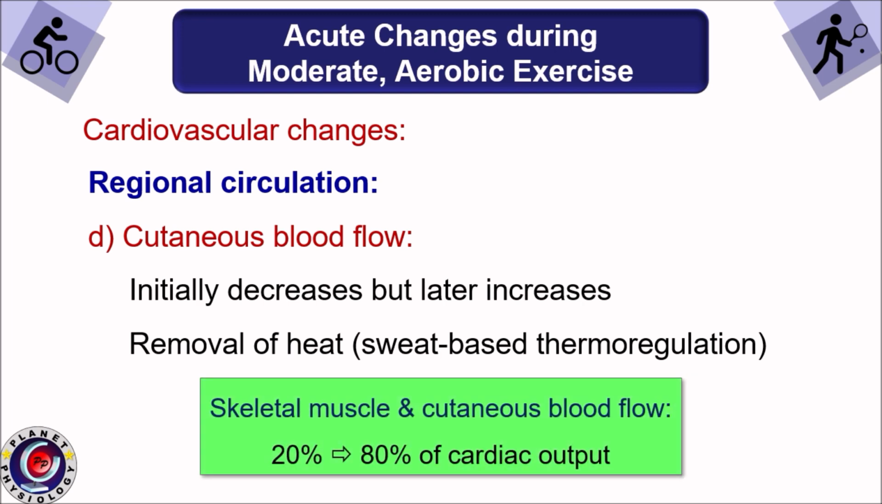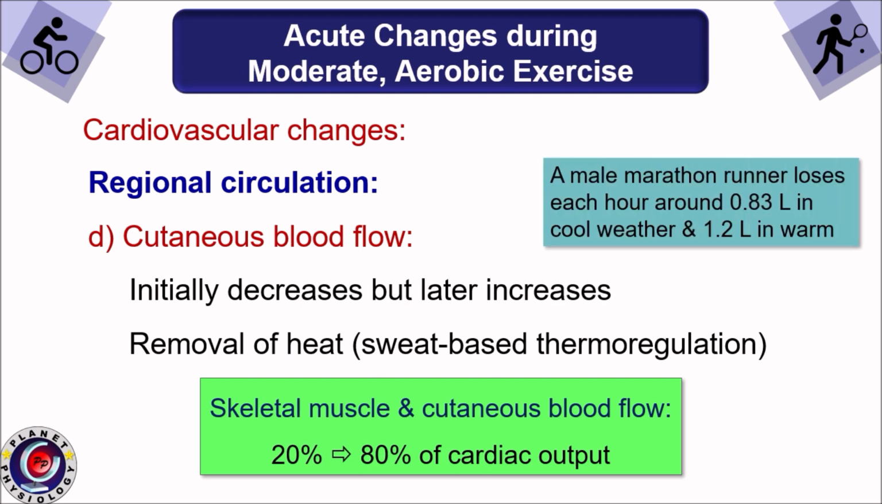During resting state, skeletal muscle blood flow as well as cutaneous blood flow is about just 20% of the cardiac output, but during mild to moderate aerobic exercises, this blood flow increases to 80% of the cardiac output. Just to give you an example, a male marathon runner loses around 0.8 liters of water each hour in cool weather and 1.2 liters of water in warm weather. With this you can understand how much increase in cutaneous blood flow takes place during exercise. And this is the reason why it is essential to maintain hydration state during exercise.